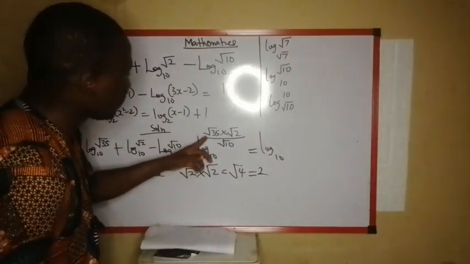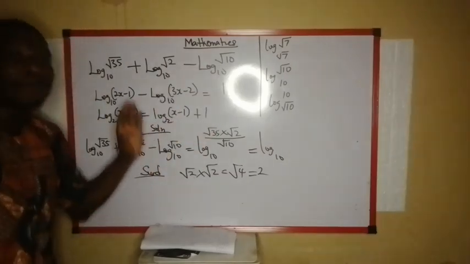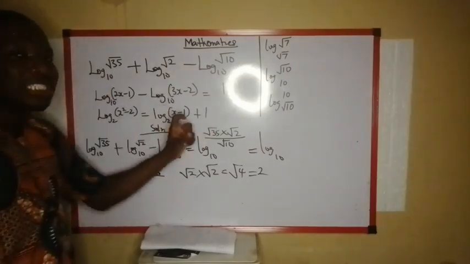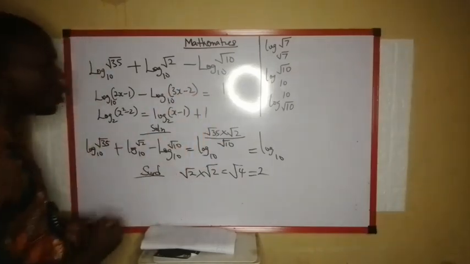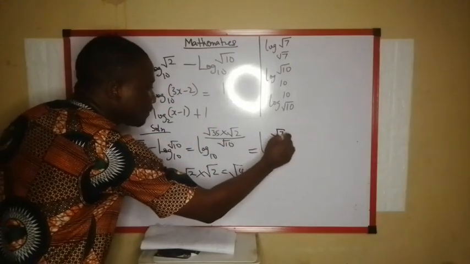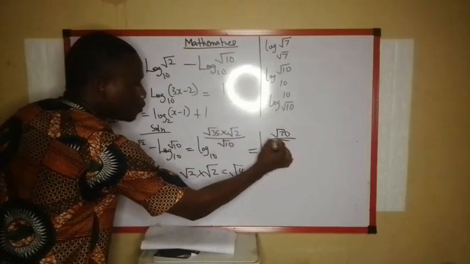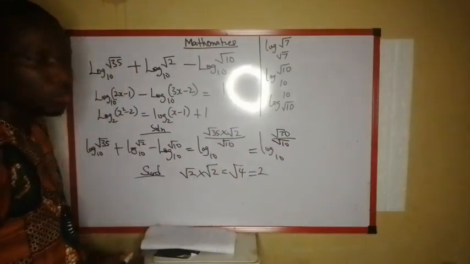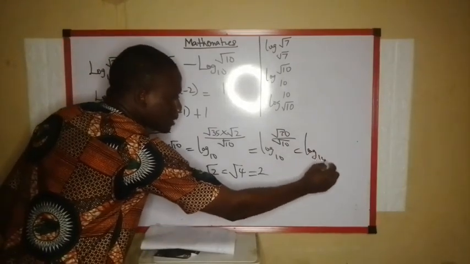So in a situation where we have root 35 times root 2, because they both have square roots, we don't need to remove the root. All we will just write is root 70. Multiply what's inside the root. Root 70 over root 10, which is equal to log base 10.